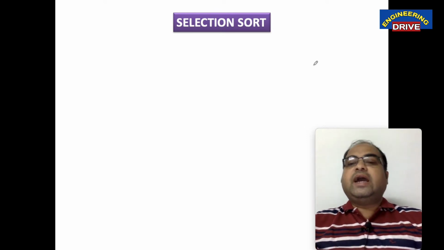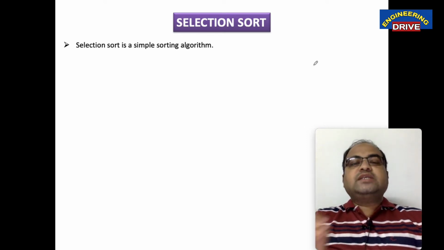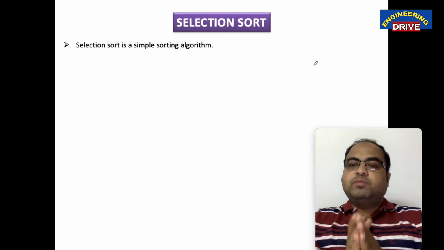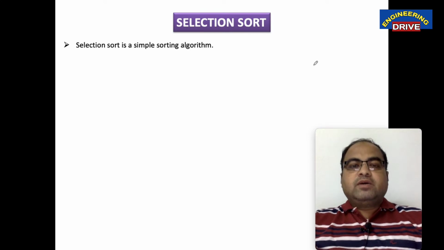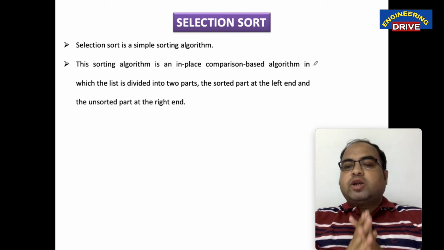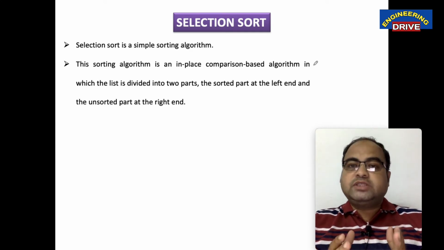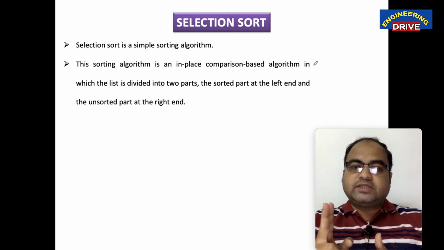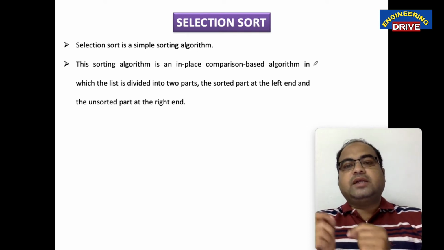So dear students, let me discuss with all of you what is a selection sort, and I will be sharing one example also so that it will be clear. Selection sort is a simple sorting algorithm, one of the simple sorting algorithms which is used to sort a list of numbers. This sorting algorithm is an in-place comparison based algorithm in which the list is divided into two parts: the sorted part at the left end and the unsorted part at the right end.